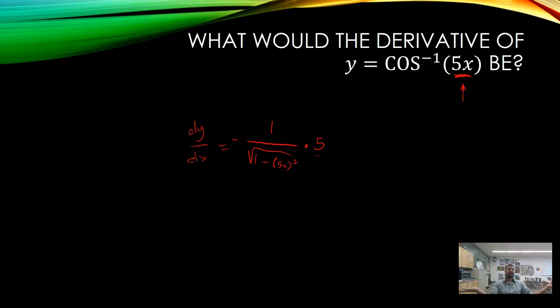So the derivative of this function would be -1 over the square root of 1 minus 5x, all being squared, multiplied by 5. And again, the 5 is off to the side, not on the bottom of the fraction. Sometimes people like to try and put that on the bottom of the fraction, and that's just not how that works.